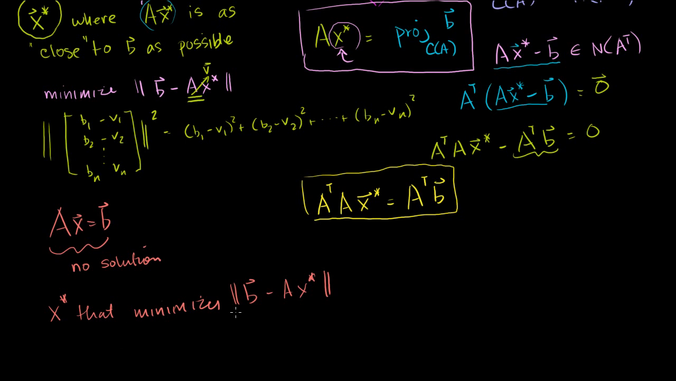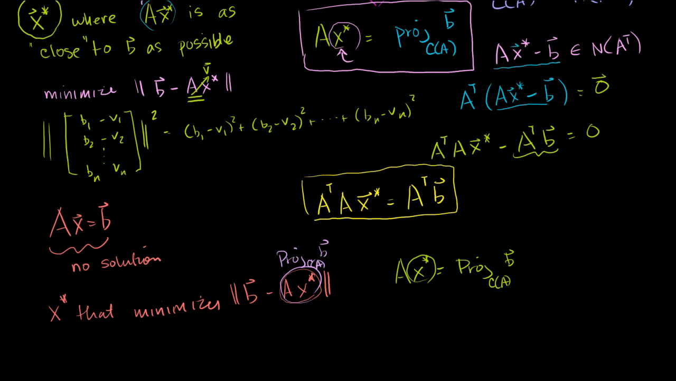Now, to find this, we know that this has to be the closest vector in our subspace to B. And we know that the closest vector in our subspace to B is the projection of B onto our subspace, onto the column space of A. So let me switch colors. We know that A times our least squares solution should be equal to the projection of B onto the column space of A. If we can find some x in Rk that satisfies this, that is our least squares solution.